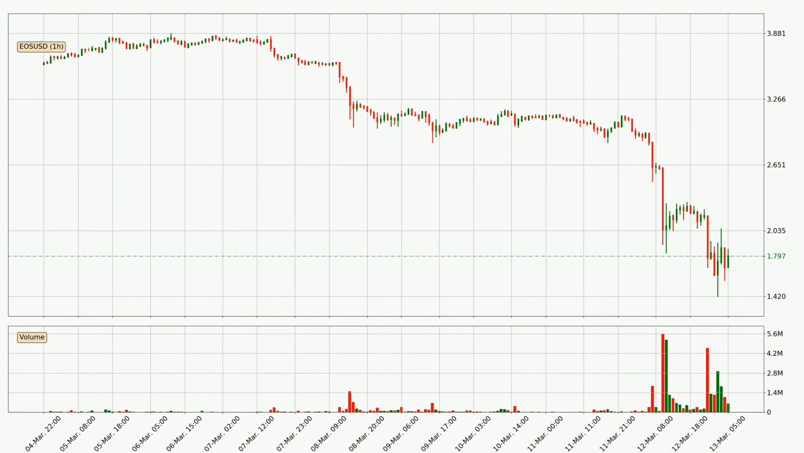Looking at the hourly time frame for EOS, the price rapidly went down by around 37.6% in the last 24 hours, with a current price of 1.8. The volume was also high, showing that this move was strong and the sellers are taking over.